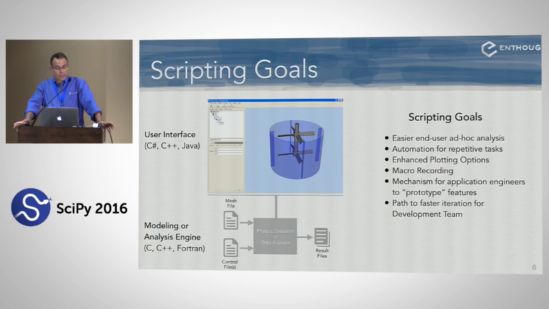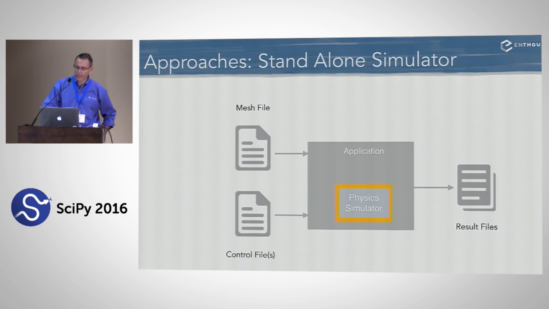We'd rather have some enhanced plotting options here. A big one, a huge one, is macro recording. People want to do macro recording so that they can automate those things. Turns out that's really hard to add into an existing app. And then the other thing is a lot of these companies actually have application engineers. They want those guys to be able to build new features very quickly for a customer and show them to them. And then the development team themselves hates the fact that they have very small incremental change in a year. Maybe they could add things faster through this mechanism. So that's the idea.